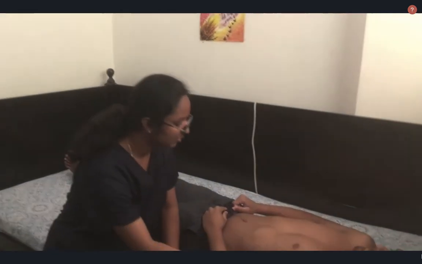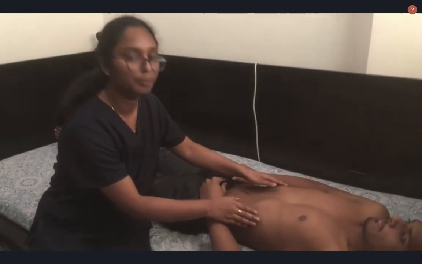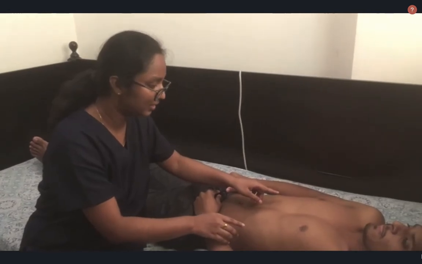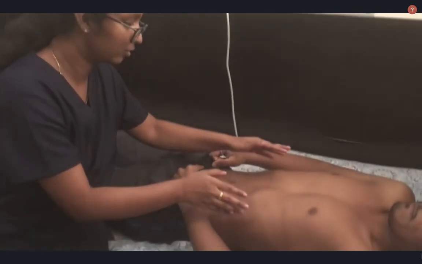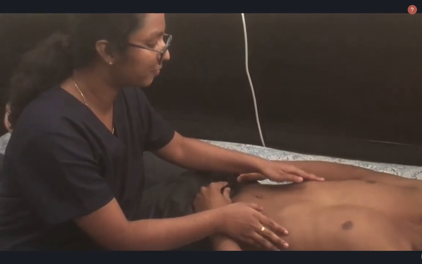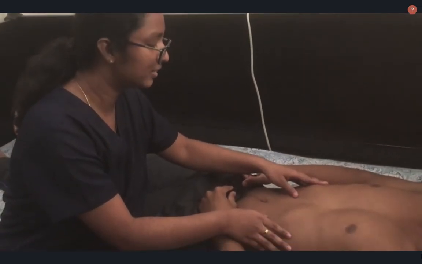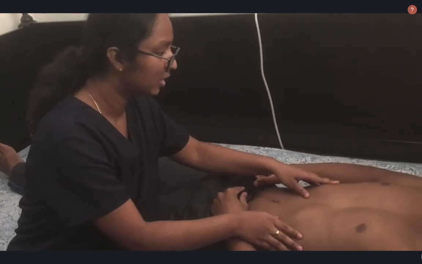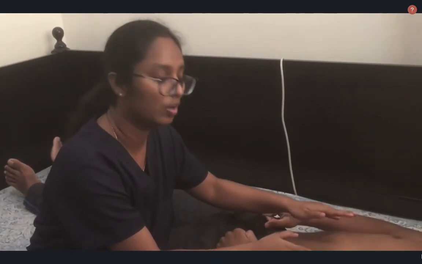Now, begin the examination by checking the contour of the skin, the symmetry of the thoracic cage, any deformities of the bone that you may find, or any lesions of the skin, and check the pattern of breathing. It may be symmetrical or not.